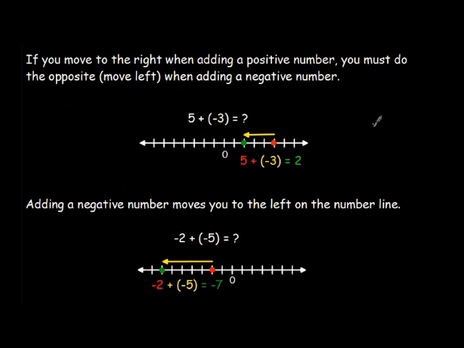Now, if we move to the right when adding a positive number, that means you must do the opposite, which is move to the left when adding a negative. It's kind of like flipping around backwards. In this example, they started at 5 and added a negative 3. Since it was negative, they moved left 3 and ended on 2. So adding a negative number moves you to the left on the number line. Again, start at negative 2, add a negative, so you're going left: 1, 2, 3, 4, 5, ends at negative 7. So that's what that all means.